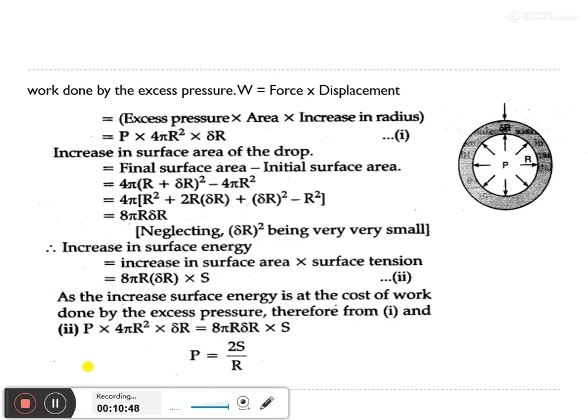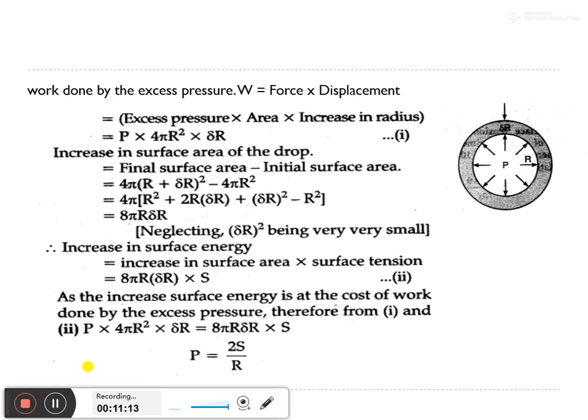So we have to write the work done by the excess pressure. Work done by the excess pressure, W, equals force into displacement, and force can be written as pressure into area. So excess pressure into area into increase in radius. So the excess pressure is capital P into 4 pi R squared, and the increase in radius is delta R.